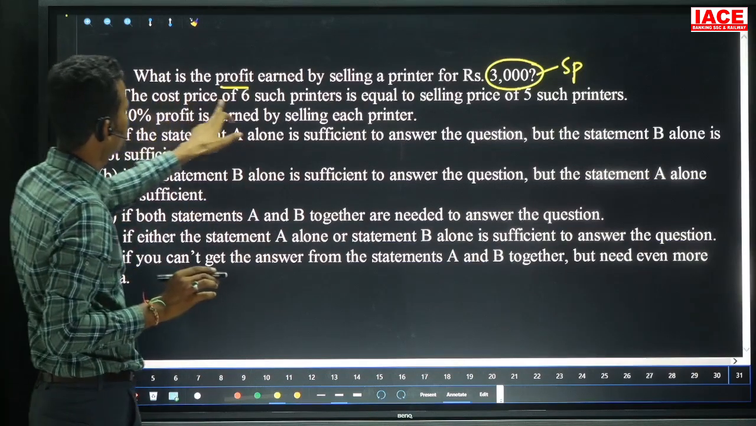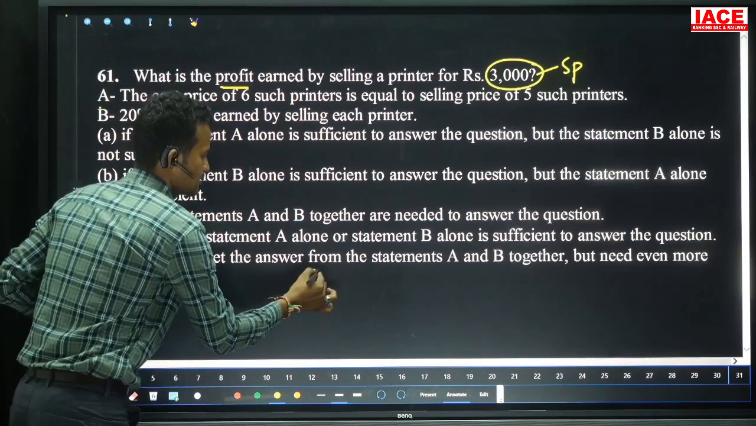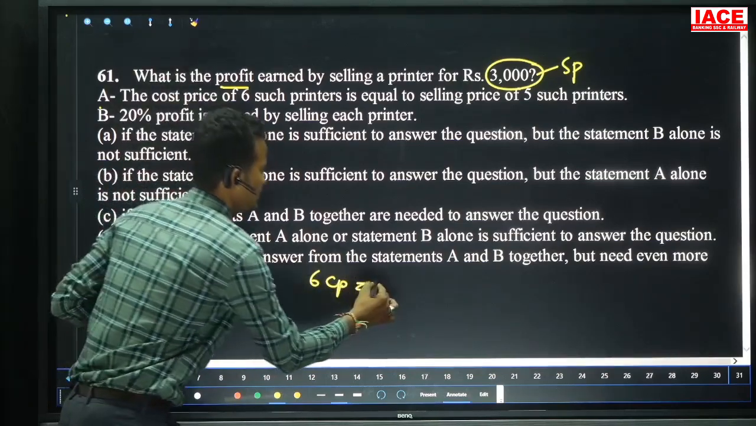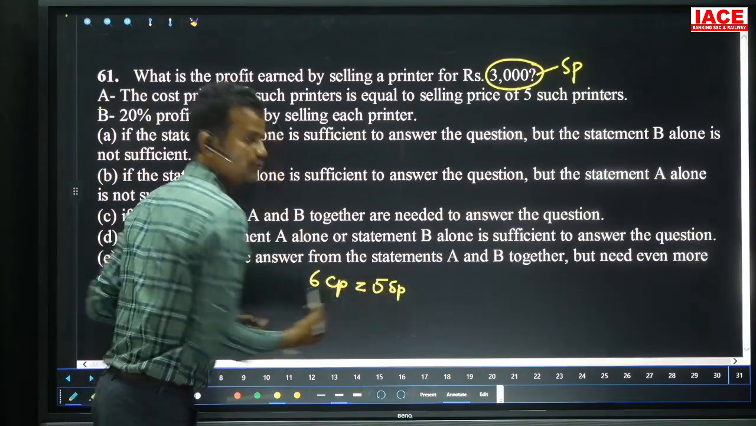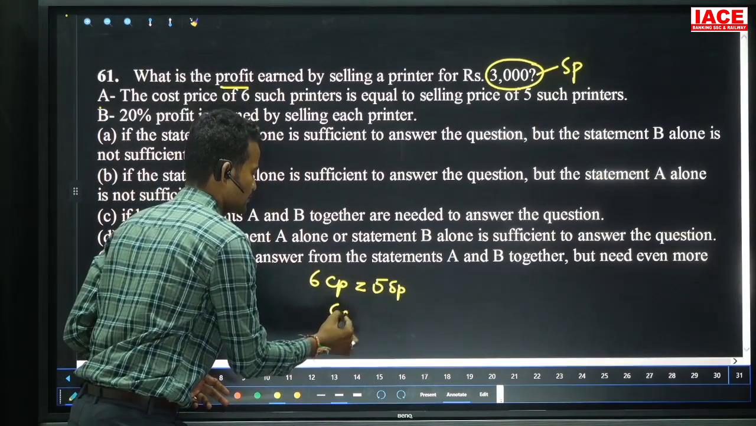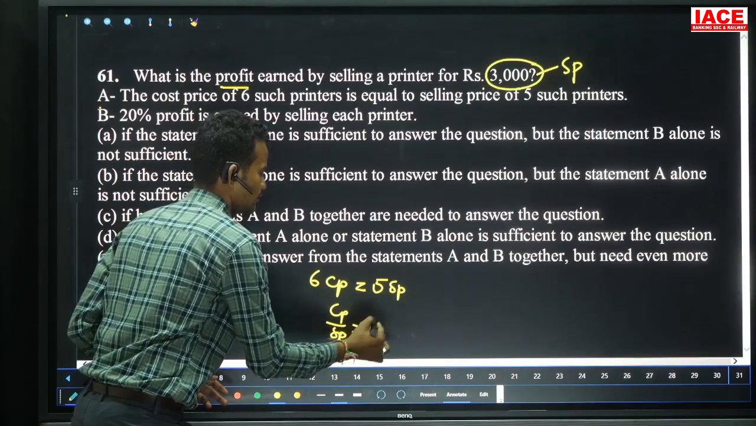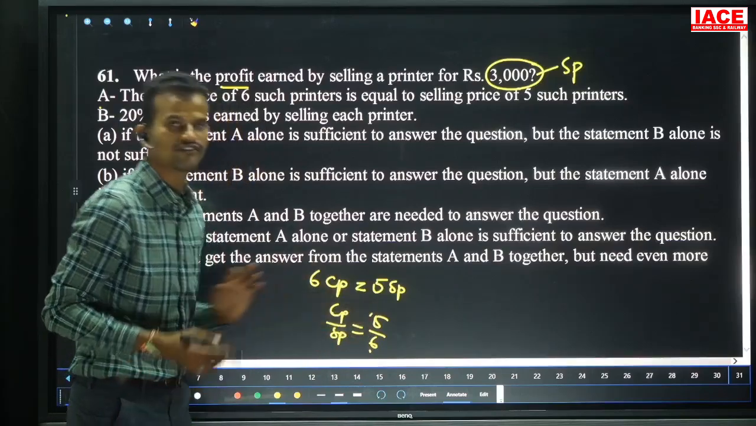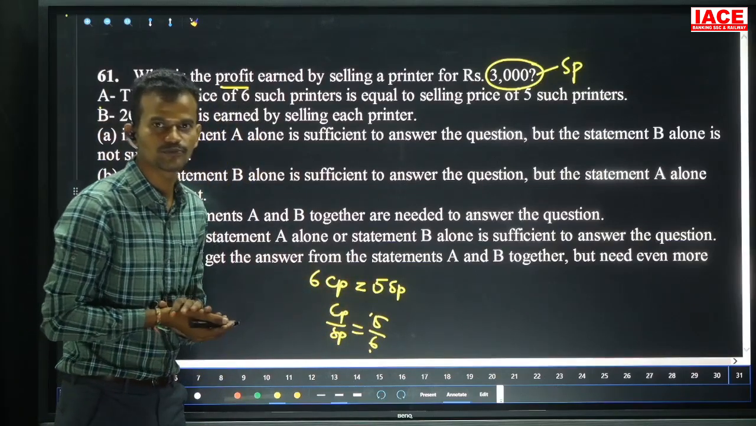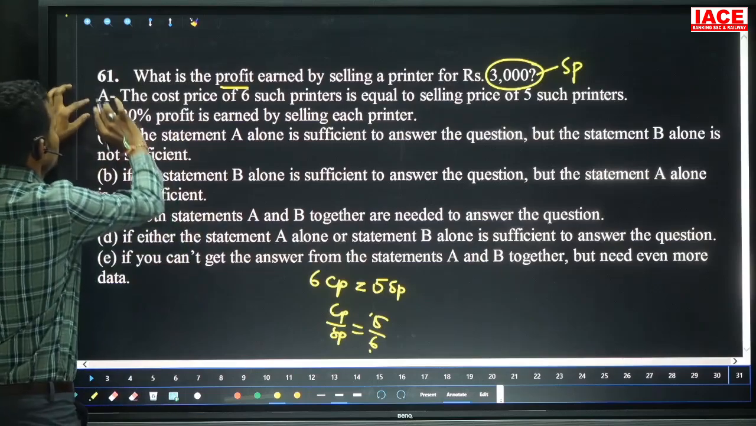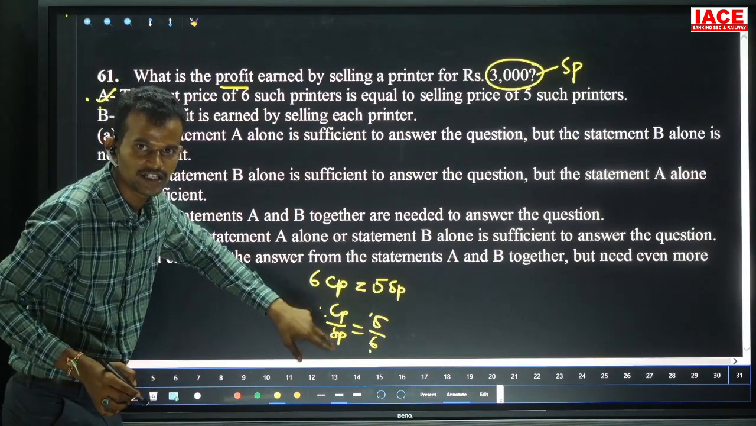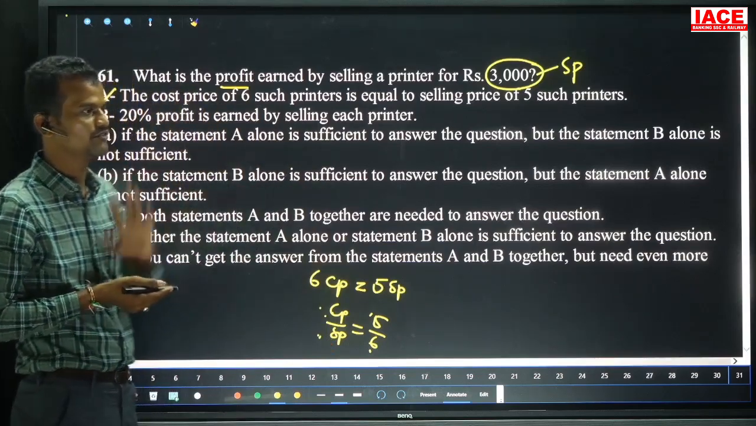The cost price of 6 such printers is equal to the selling price of 5 printers. From this you will get cost price by selling price equal to 5 by 6, or not? So if you know the selling price value, can you get the cost price? The difference is the profit, or not? That means in the first statement I get the relation between cost price and selling price, and from that I can find the profit value. Statement 1 is giving the answer.